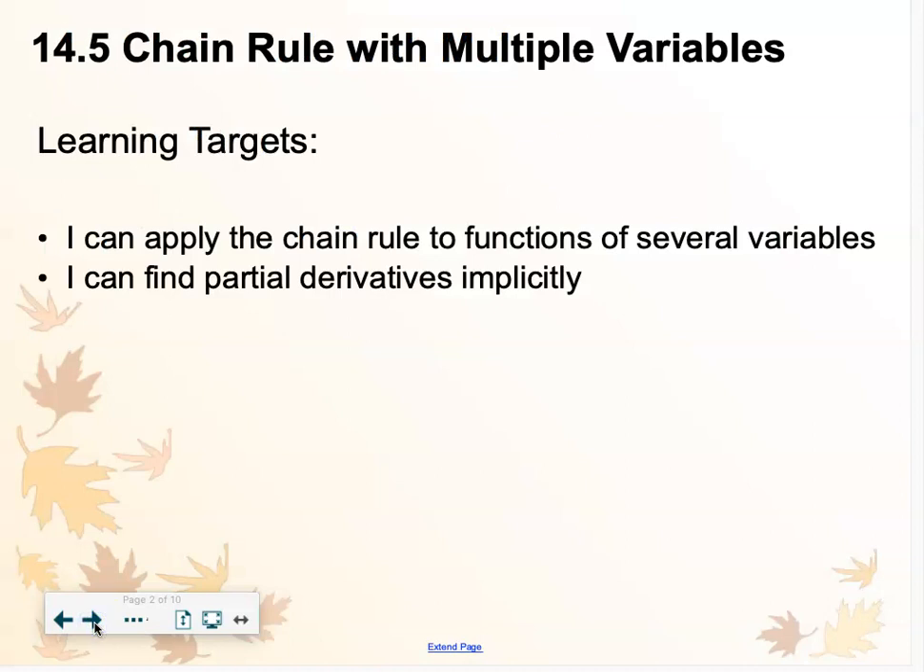So today we're doing chain rule. This is section 14.5. I can apply the chain rule to functions of several variables, and I can find partial derivatives implicitly. We're going to add on here, I can solve related rates problems using the new chain rule that I just learned. I want to do it just for fun.